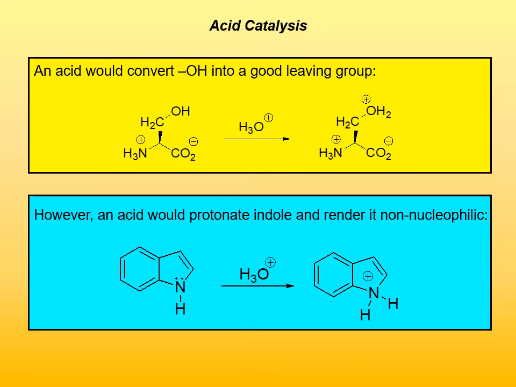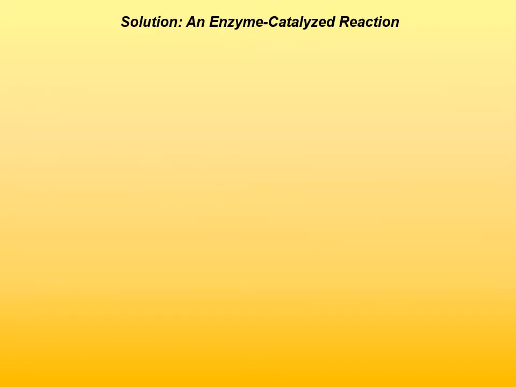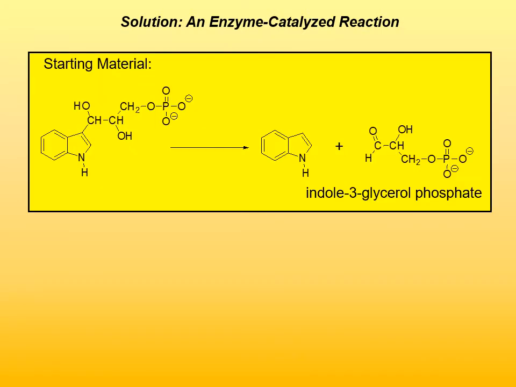So neither acidic nor basic catalysis works. We actually need both at the same time, but in a test tube or a flask, that's not possible. We can't have both low and high pH at the same time. So a solution is an enzyme-catalyzed reaction. The enzyme for this reaction is tryptophan synthase. And tryptophan synthase is an alpha 2 beta 2 tetramer.